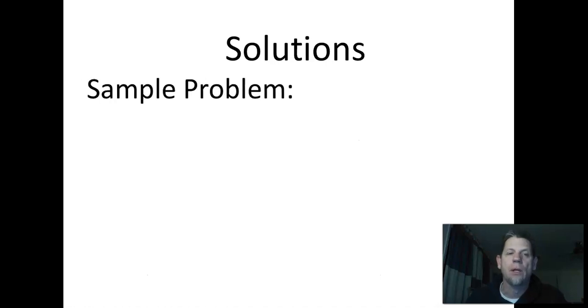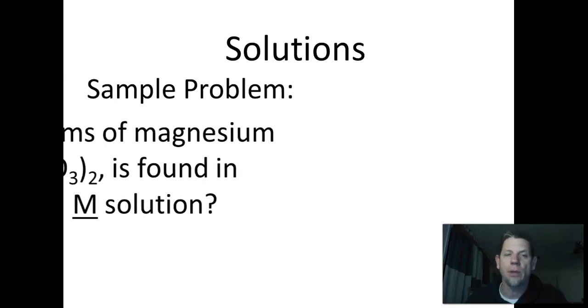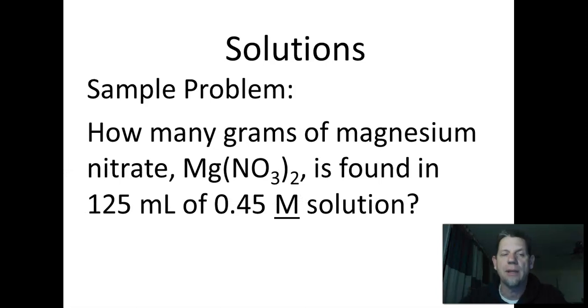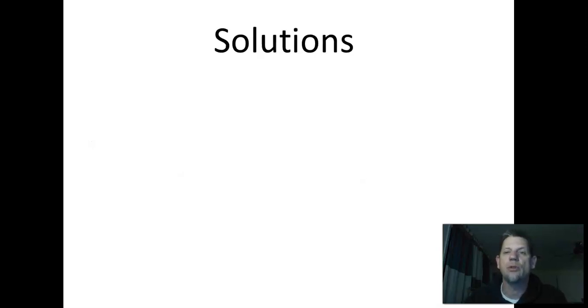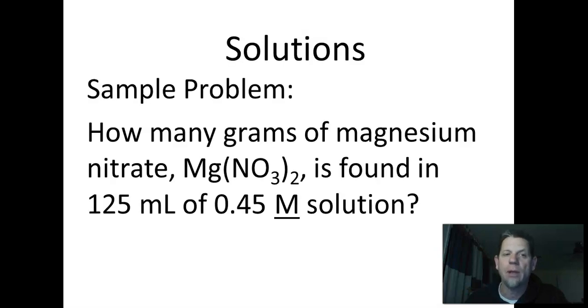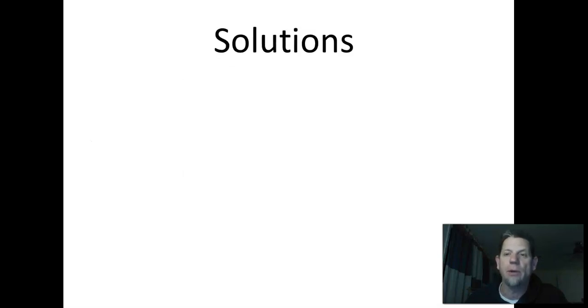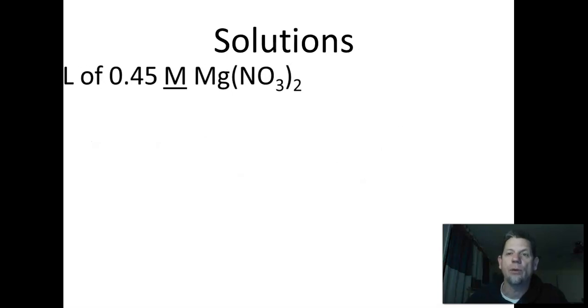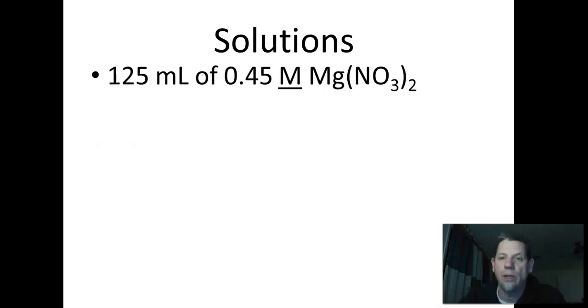All right. So here's a sample problem that we need to work out. It says how many grams of magnesium nitrate, which has a chemical formula of Mg(NO3)2, is found in 125 milliliters of a 0.45 molar solution. So in order to solve this, what do we know? You have to look back. You can go back and forth if you want. They give you molarity and they give you volume. We know the volume of our solution and we know the molarity.